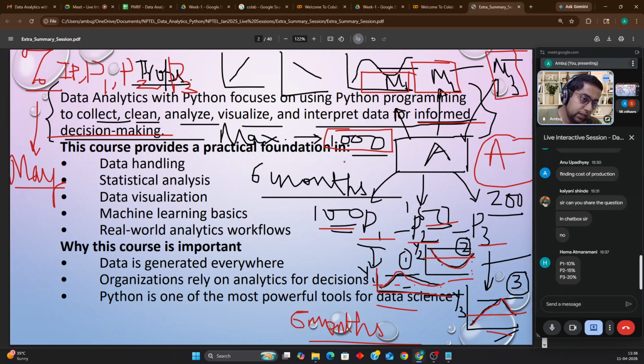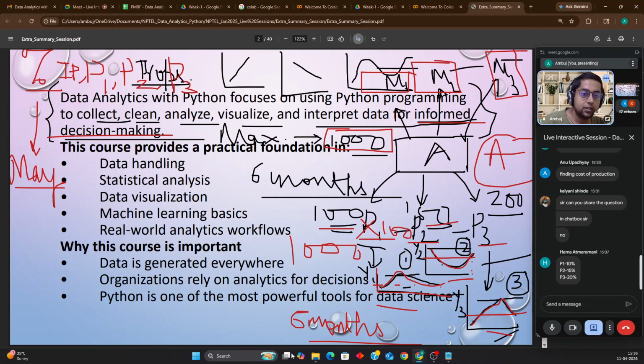So Hema is saying P1 shall be produced at 10%, P2 shall be produced at 15%, and P3 shall be produced at 20%. Very good. She has calculated 100 divided by 1000 multiplied by 100. That is what she has done.